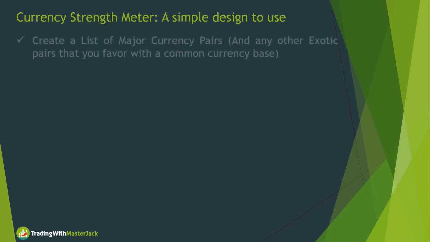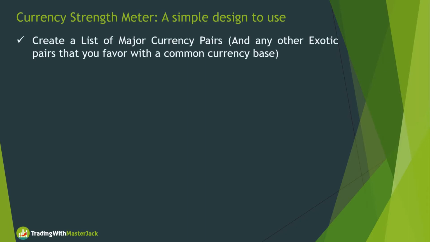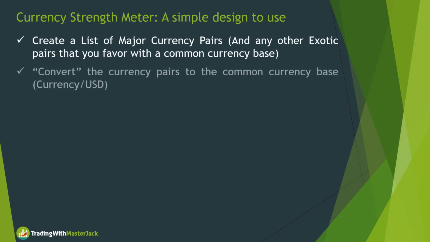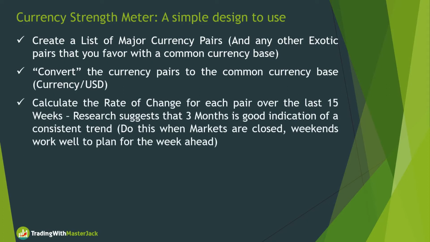So here are our simple steps. Firstly, you create a list of major currency pairs and any other exotic pairs that you favor with a common currency base. In this case, we're using the US dollar as our base currency. You convert the currency pairs to the common currency base, so it'll be the currency paired with the US dollar. And then you calculate the rate of change for each pair over the last 15 weeks.